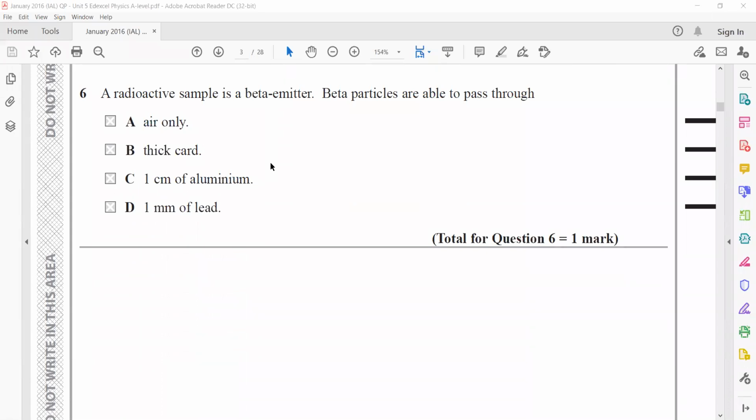A radioactive sample is a beta emitter. The beta particles are able to pass through air and through thick card, but they cannot pass through aluminum or lead. That's why B is the right answer. If it was alpha, then it can pass through air only. And if it's gamma, then it can pass through aluminum as well, thick card, as well as air.